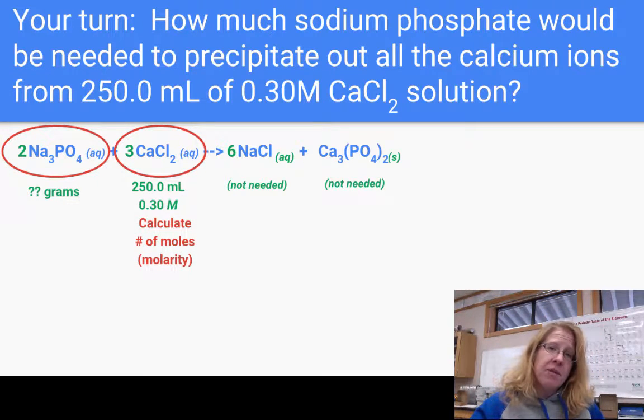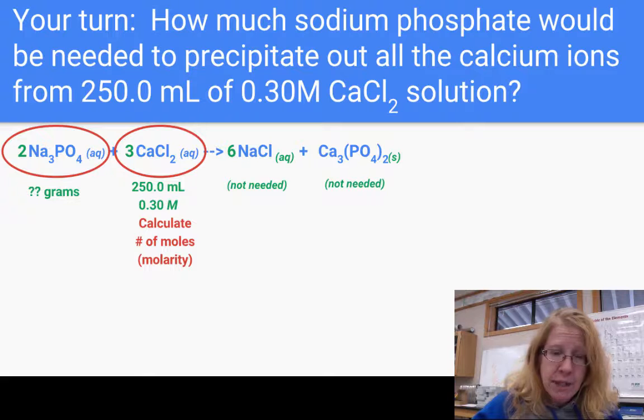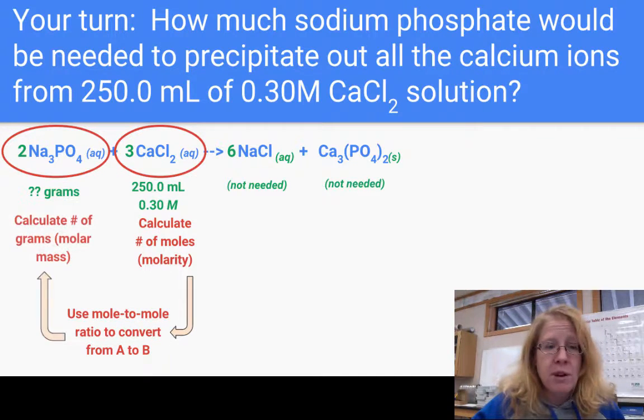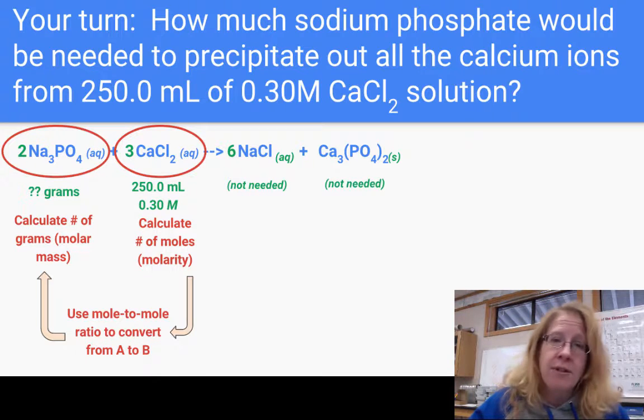So the first thing is I'm going to figure out how many moles of calcium chloride I have. So then I can do the second step, which is the mole to mole ratio. And then the final step is I'm going to convert back from moles to grams for our final product.